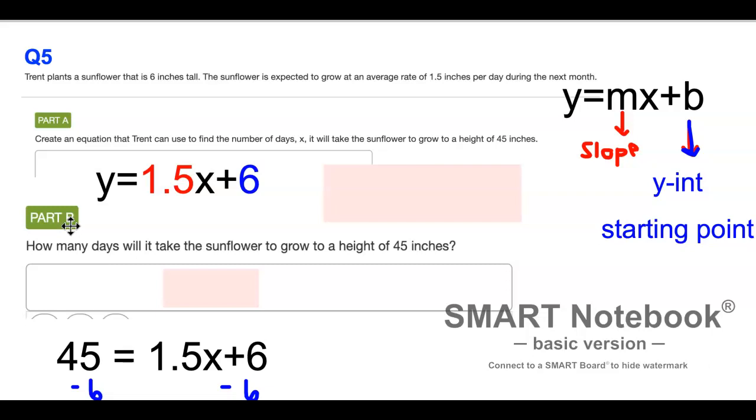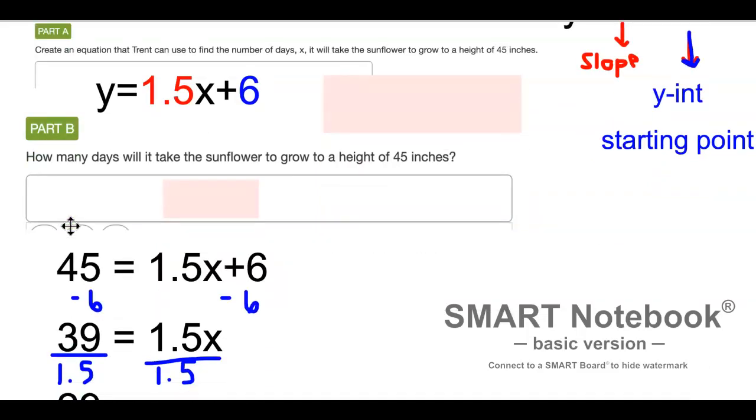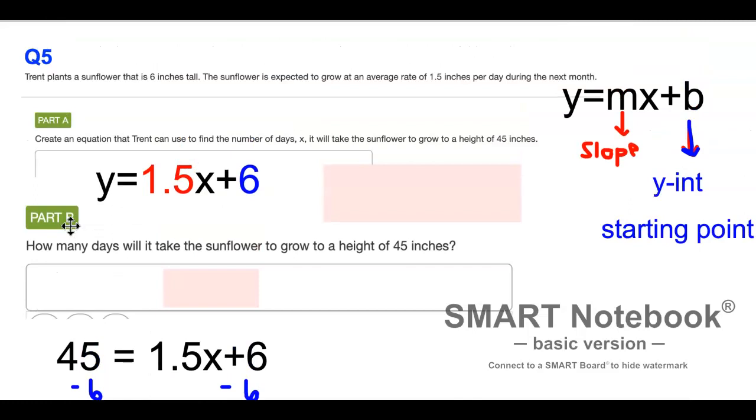Part B says, how many days will it take the sunflower to grow to a height of 45 inches? Well, part A tells us that the variable x represents the number of days, which means the variable y must represent the height of the sunflower. So we're going to take that 45 and substitute it into our equation for y, and then solve for x, because we need to figure out how many days it will take the sunflower to reach a height of 45 inches. When we substitute that in, we get 45 = 1.5x + 6.